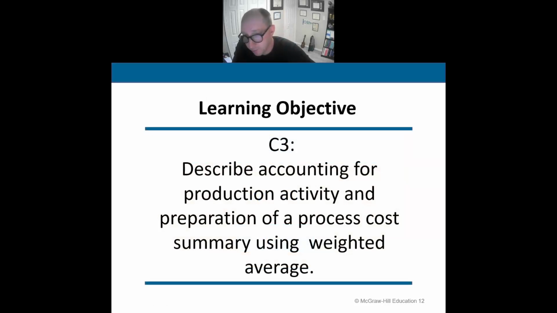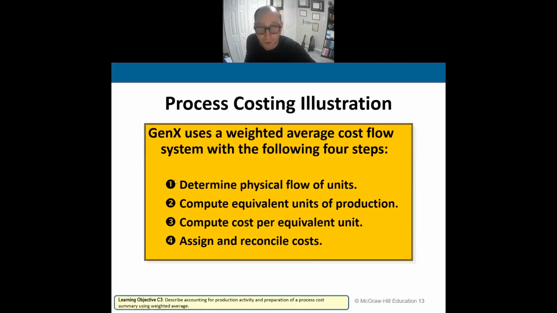Now, as we're looking at the weighted average or first in, first out, we're looking at it with respect to the production activity. Now, here's how it works. So, the concept for weighted average: there are 4 steps to using weighted average for identifying the equivalent units of production.